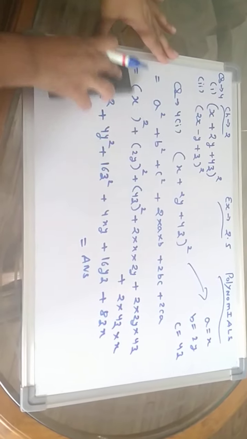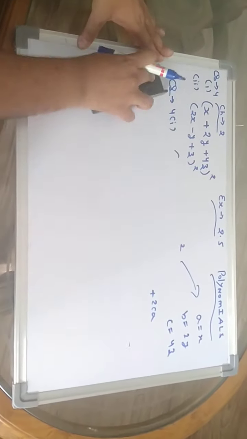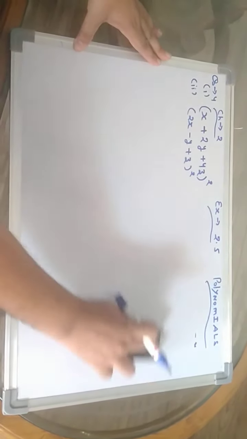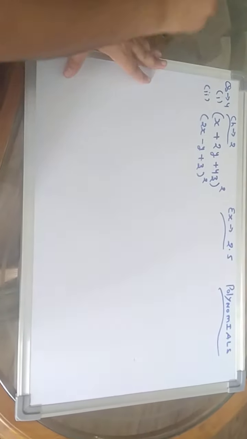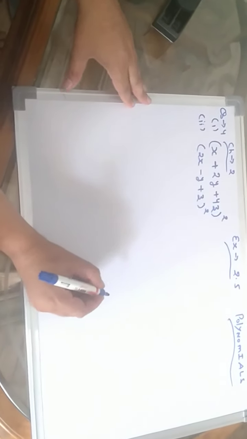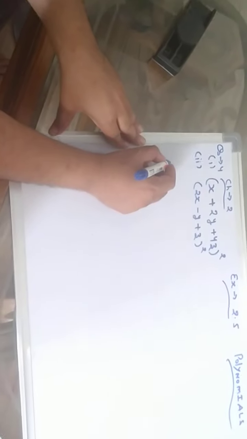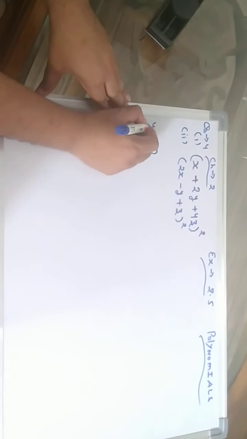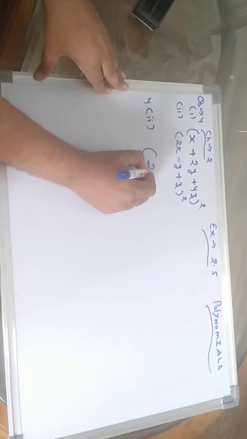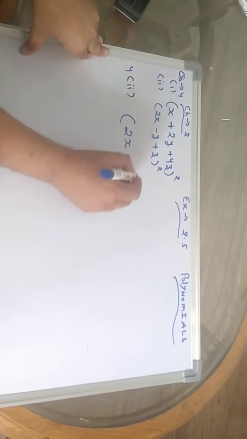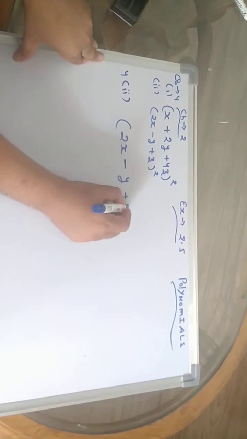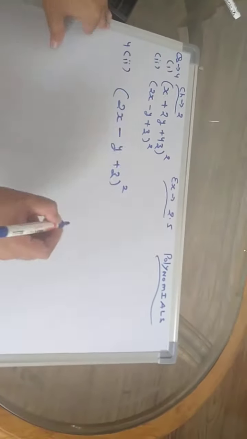Now I can explain one another part, then you are able to solve all these 3 or 4 parts of question number 4 of exercise 2.5. Let us start with the second part of the fourth question. Here we have to evaluate (2x minus y plus z) whole square.